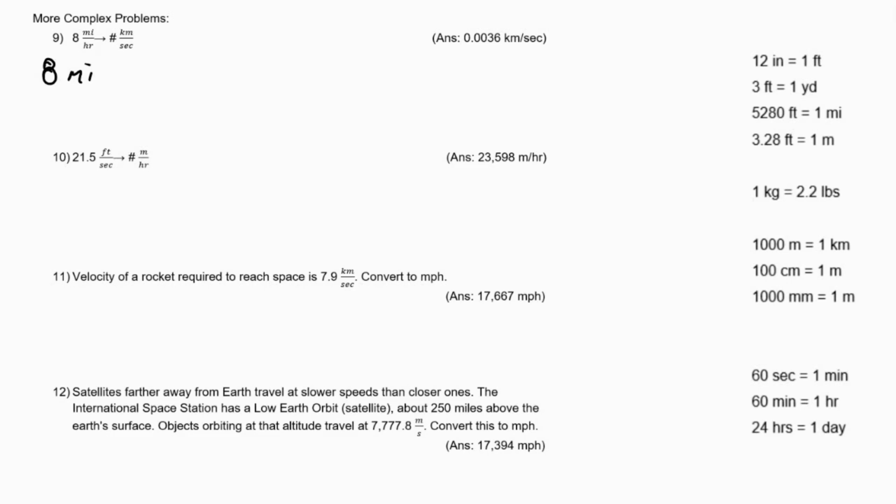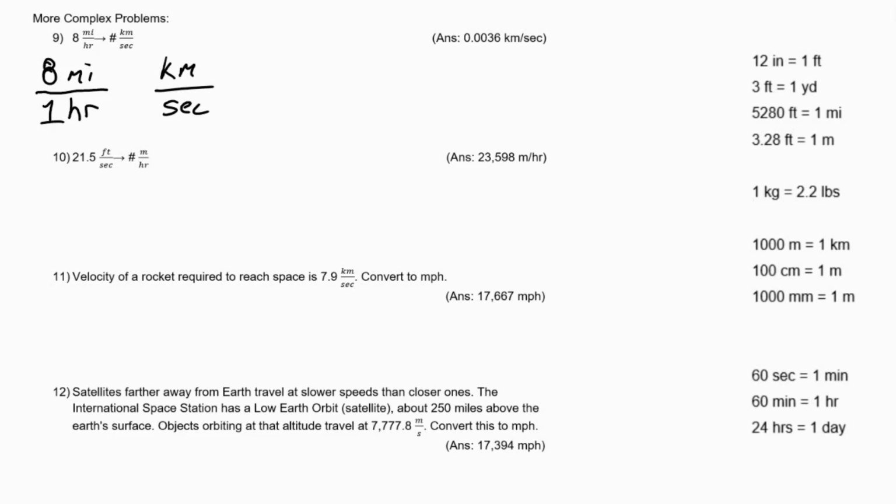And so this problem is saying let's go from miles per hour to kilometers per second. So we have 8 miles per hour, or just per 1 hour, and we're going to convert this to kilometers per second. I'm just going to write this over here, kilometers per second.